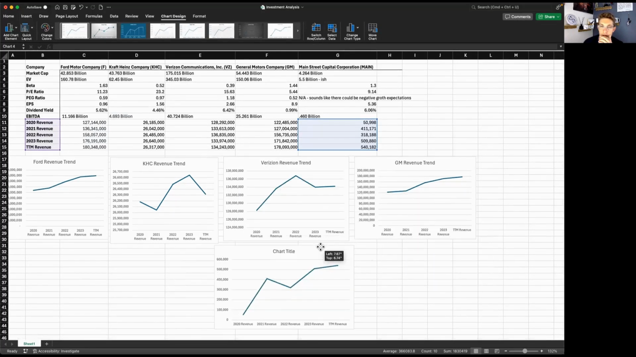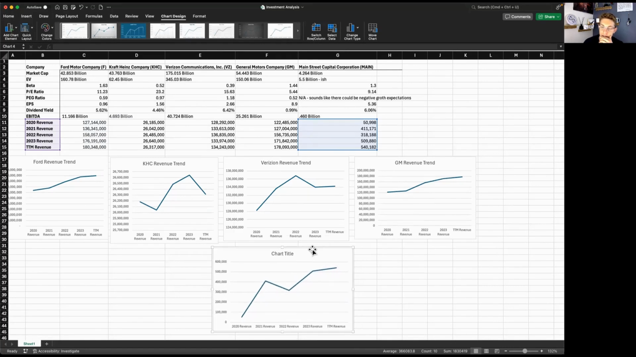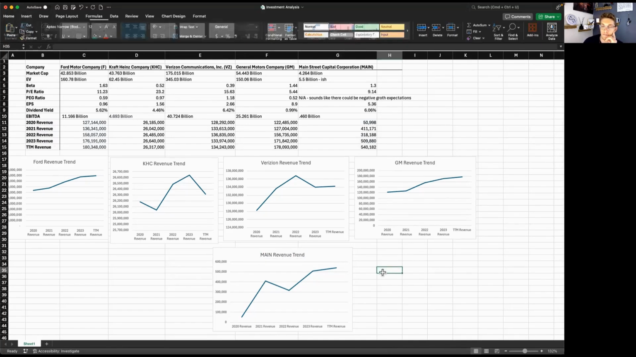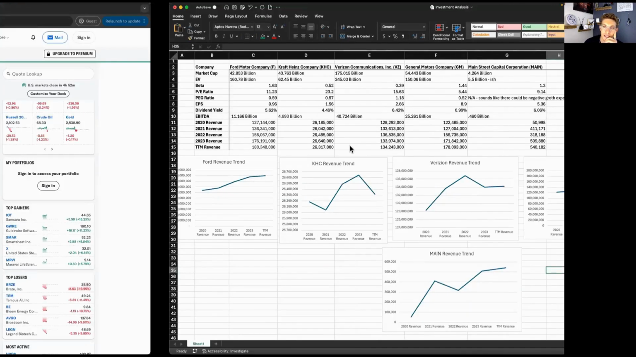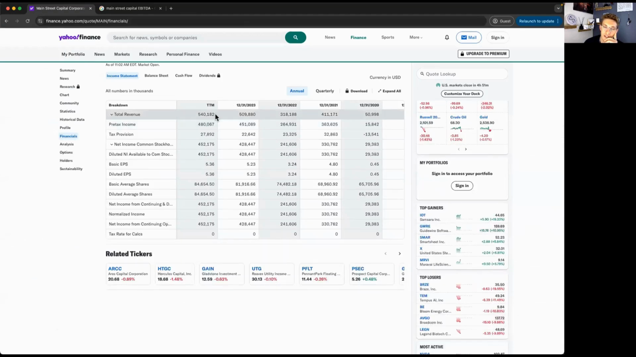So we got our information. Perfect. I'm just going to drop this down for the moment, and we will call this main revenue trend. And this is some big increase in revenue, right? We're looking down here at a lot lower numbers than we're getting to. And again, these are all in thousands, I believe. Yeah, all numbers in thousands.